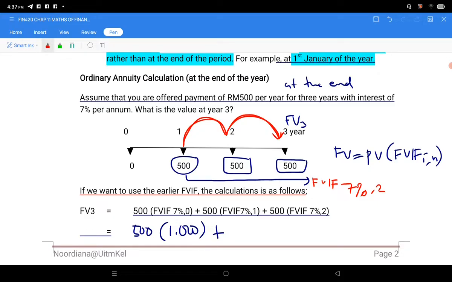Okay. Untuk yang ni pula, untuk yang kedua ni pula, right? Okay. Yang pada tahun kedua ni sebenarnya adalah FVIF. Kalau ikut timeline ni lah. FVIF 7%. Ini this one. FVIF 7% 1.